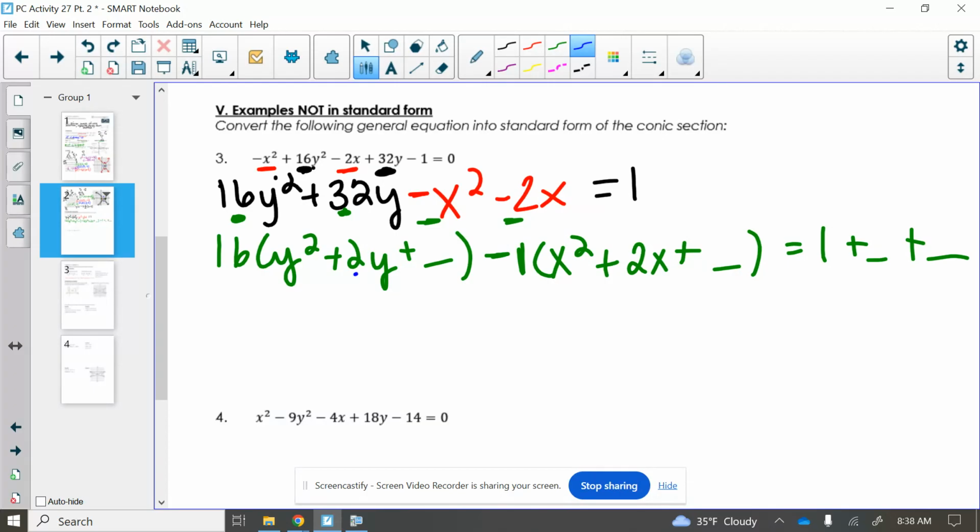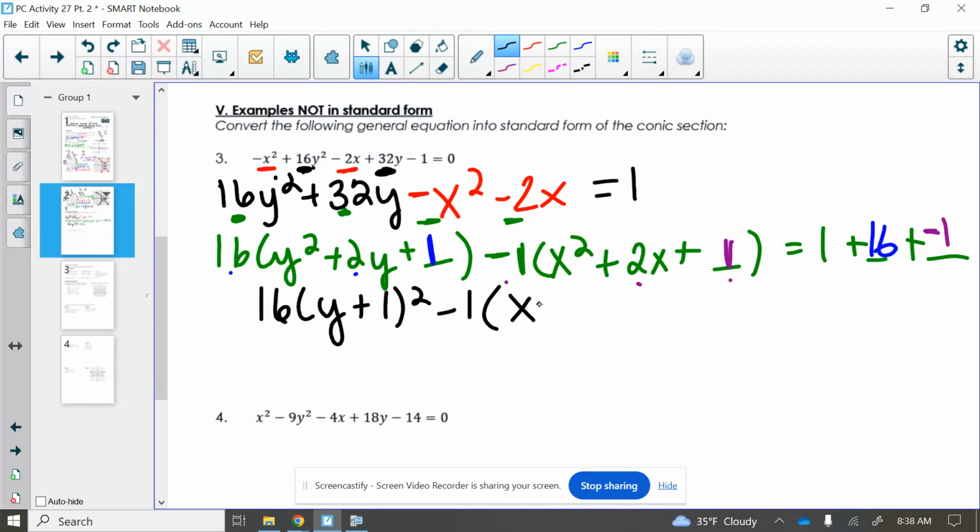So on this side, divide by 2 and square, we end up with 1. And then don't forget to multiply by the 16 to add over. Divide by 2 and square, we have 1 again. Remember, you are multiplying by that GCF, this time -1, and adding that over. So when we start factoring, we end up with 16 times y plus 1 quantity squared, and then minus 1 times x plus 1 quantity squared, and that's going to equal 16.